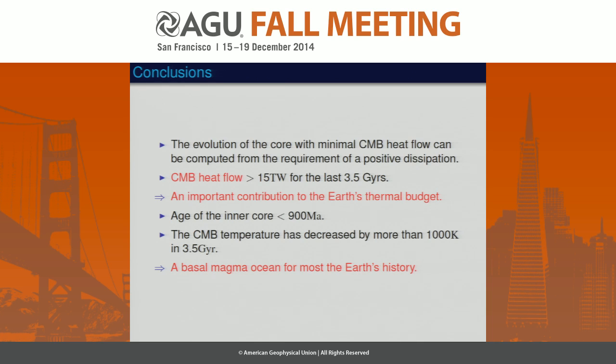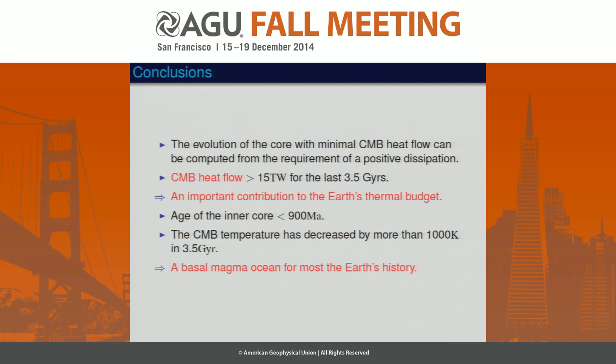But if you accept the standard model of maintaining the dynamo, the heat flow at the CMB must be more than 15 terawatt for the last 3.5 gigayear. It means it is an important contribution to the thermal evolution of the Earth as a whole. You have to take that into account when dealing with the thermal evolution of the Earth. I mean, it's a large number. It's a third of what comes out of the surface of the Earth.